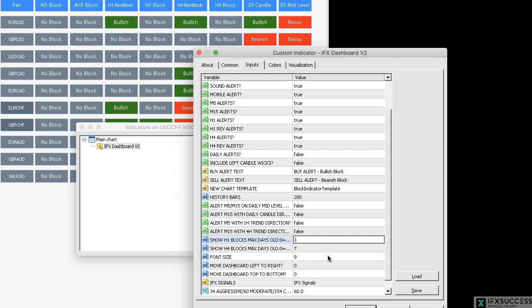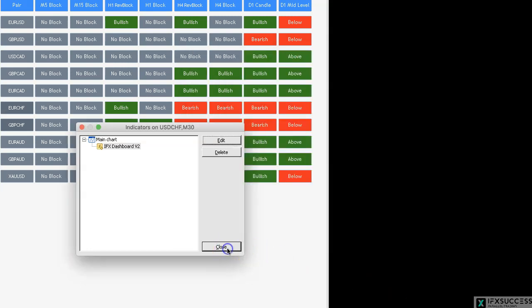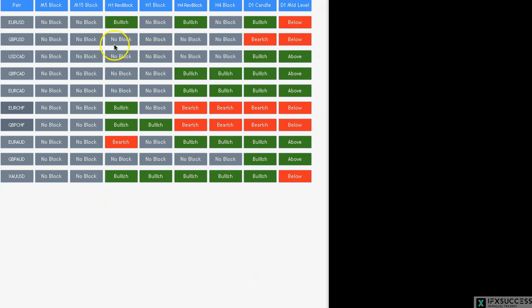If it's 2, then it's going to be 3 days old, meaning today, yesterday, or the day before. If you put in 0 and you only want the ones that happened today, you could do that too, but I would suggest 1 would be a good filter. So you would choose 1, and that is going to give you that filter. Out of all the pairs, let's say you choose 20 or you choose 10, it's going to give you just a few.